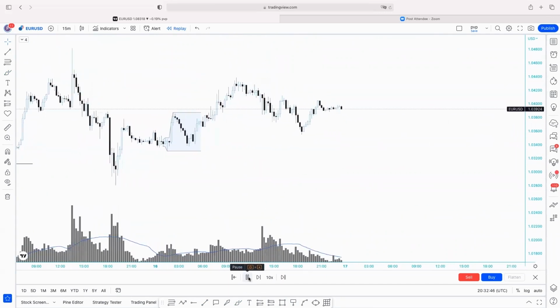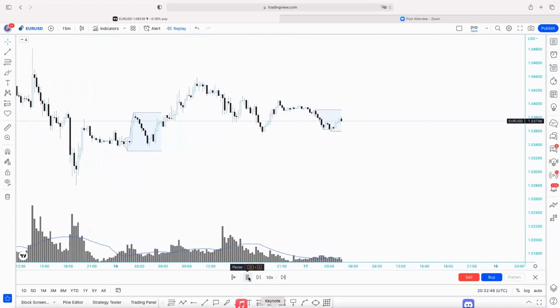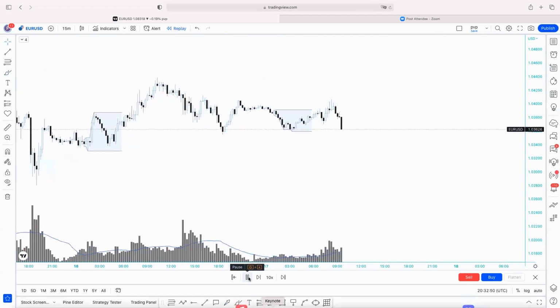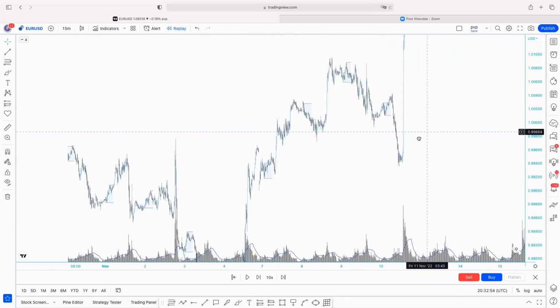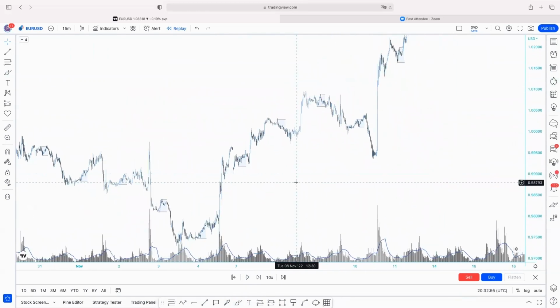We are on 15 minutes. Actually, without going with this, we can just go with the charts. Okay, here we have a bullish day, Asian range, manipulation, bullish day.